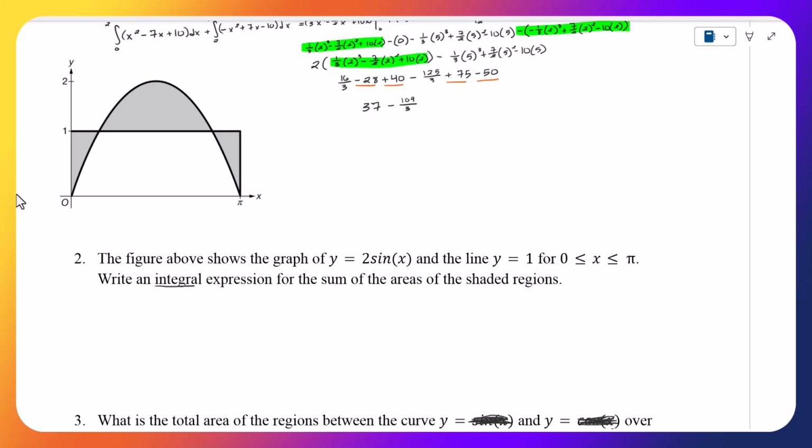So how do we find points of intersection? We just set our functions equal to each other. So we have 2 sine of x equals 1. We're going to solve this. Sine of x equals 1/2. Hopefully we know our trig functions very well. This is going to be x equals pi over 6 and 5 pi over 6.